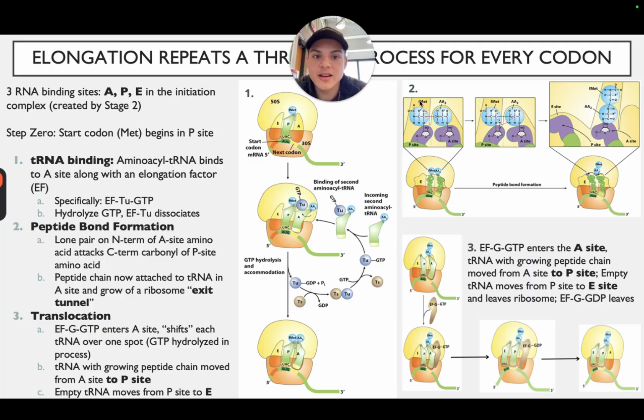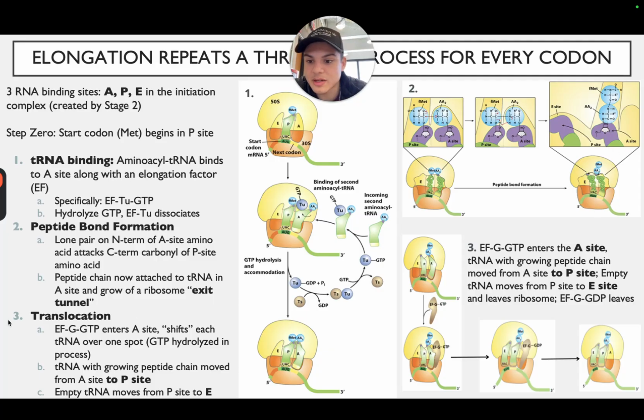And once it's right there, we can begin step 2, which is the peptide bond formation. The lone pair on the N-terminus of the A site amino acid, as you can see here, is going to attack the carboxyl end of our methionine amino acid. From there, the peptide chain is now attached to the tRNA in the A site. This is the A site tRNA, and this is the P site, the methionine tRNA. So the growing chain is now on the A site.